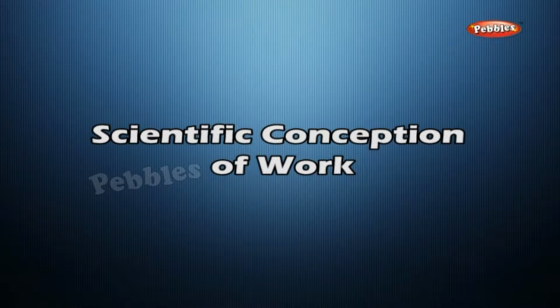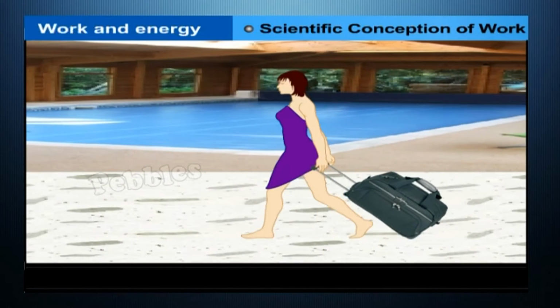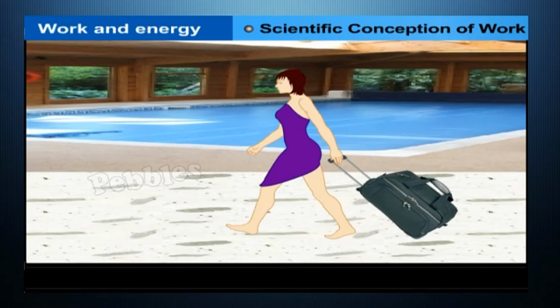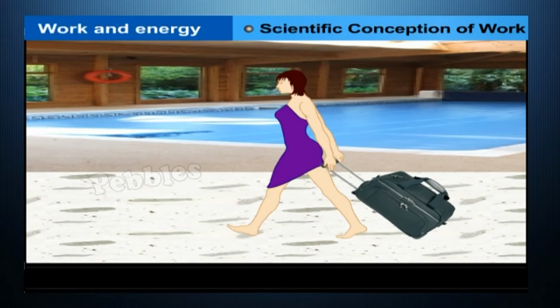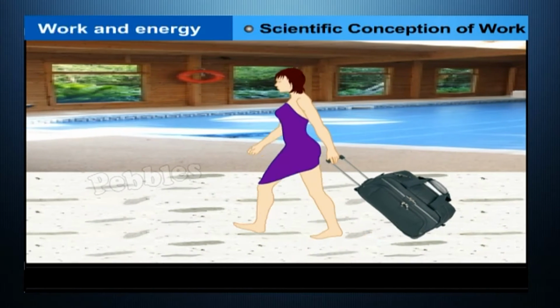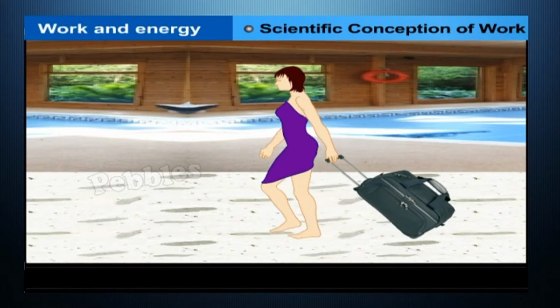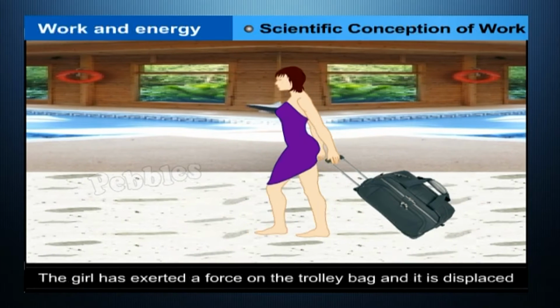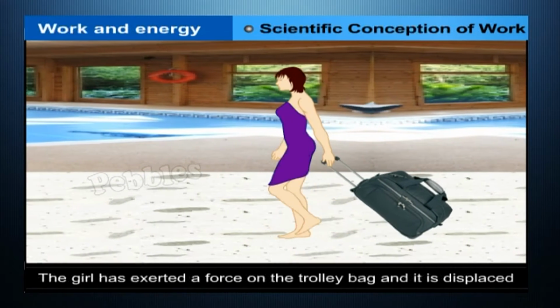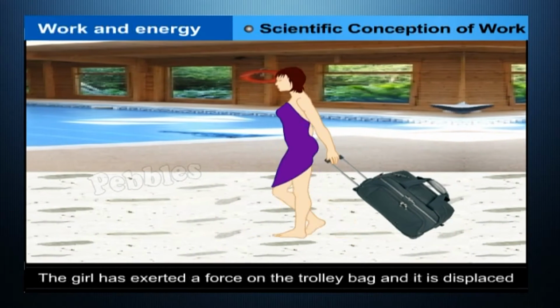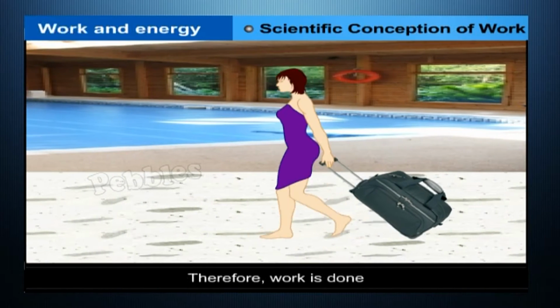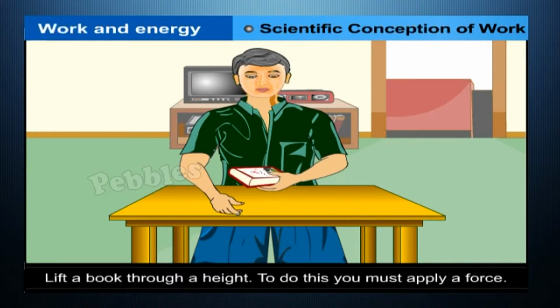Scientific conception of work. To understand the way we view work and define work from the point of view of science, let us consider some situations. A girl pulls a trolley bag and it moves through a distance. The girl has exerted a force on the trolley bag and it is displaced. Therefore, work is done.